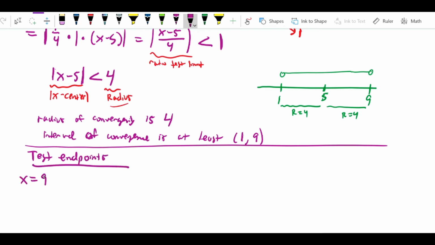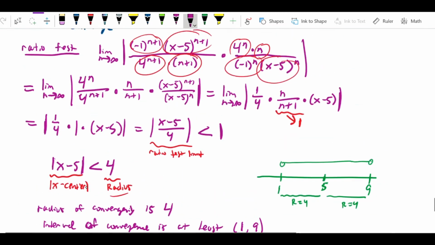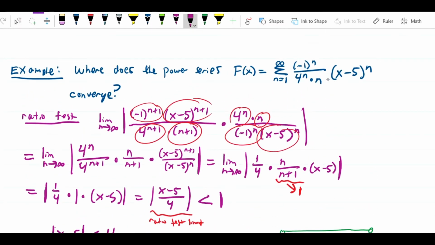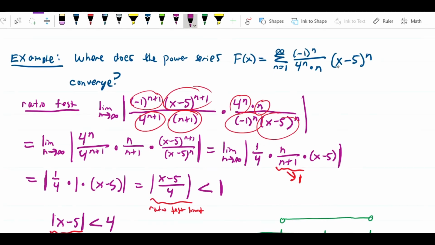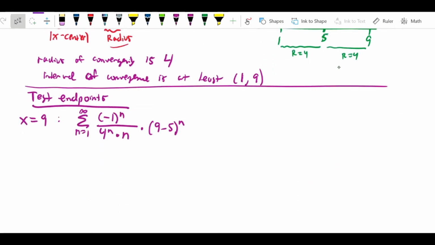The first endpoint to test is x equals 9. If we go back to the original definition of the function, I'm simply going to replace this x with 9. So this is going to be the sum from n equals 1 to infinity of (negative 1) to the n over 4 to the n times (9 minus 5) to the n. All I did was take this series and replace the x with a 9. Now notice what I did here. I turned this into a specific infinite series instead of a power series. There's no longer an x there.